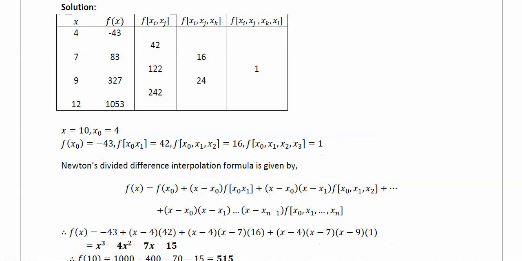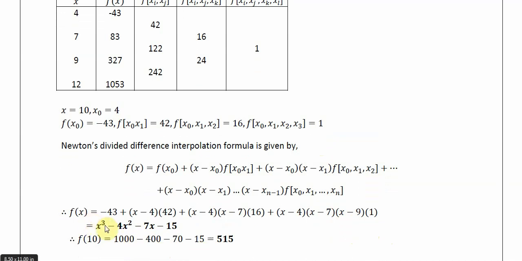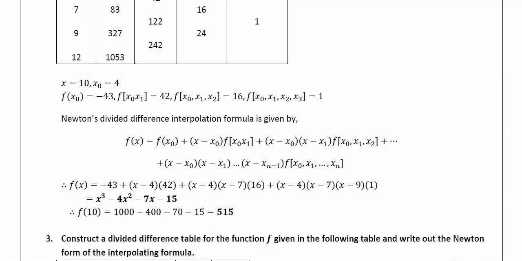ಆಮೇಲೆ ಏನು ಮಾಡಬೇಕು, ಫೈಂಡ್ ದ ವ್ಯಾಲ್ಯೂ ಎಟ್ 10 ಅಂತ ಕೇಳಿದಾರಲ್ಲ, ಈ ಫಾರ್ಮುಲಾದಲ್ಲಿ ಸಬ್ಸ್ಟಿಟ್ಯೂಟ್ ದ ವ್ಯಾಲ್ಯೂ ಆಸ್ 10. ಸೊ ದಿಸ್ ಇಸ್ 10 ಕ್ಯೂಬ್, ದಟ್ ಇಸ್ 1000, minus 4 into 10 square, 4 into 100, that is 400, 7 into 10, 70, minus 15, the answer you're going to get is 515. Therefore this is one more type of problem over here.